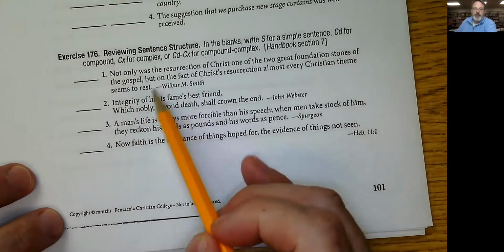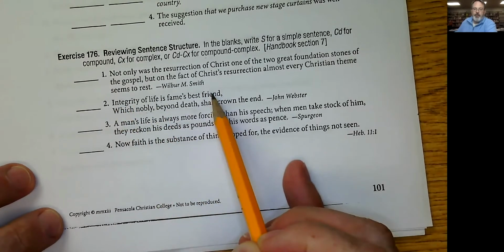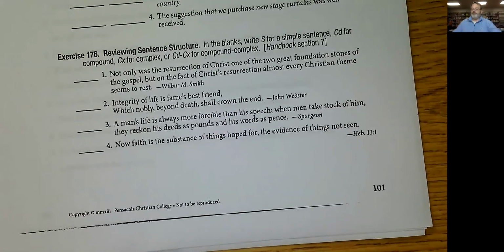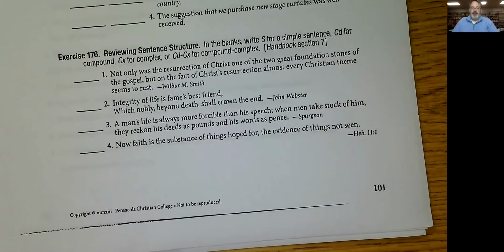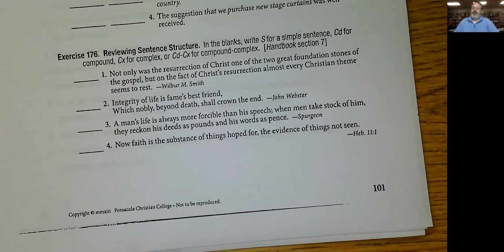Can I walk to the front of the class and say the first line and walk away and people understand what I'm doing? So I'm walking up to the class and I clear my throat. Integrity of life is fame's best friend. And then I walk away. Does that make sense? It absolutely makes sense. It is a complete thought. So that is an independent clause.